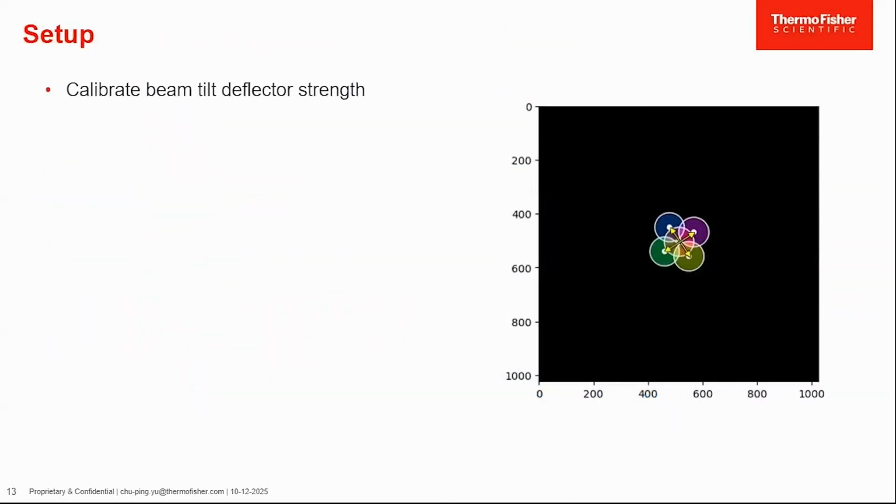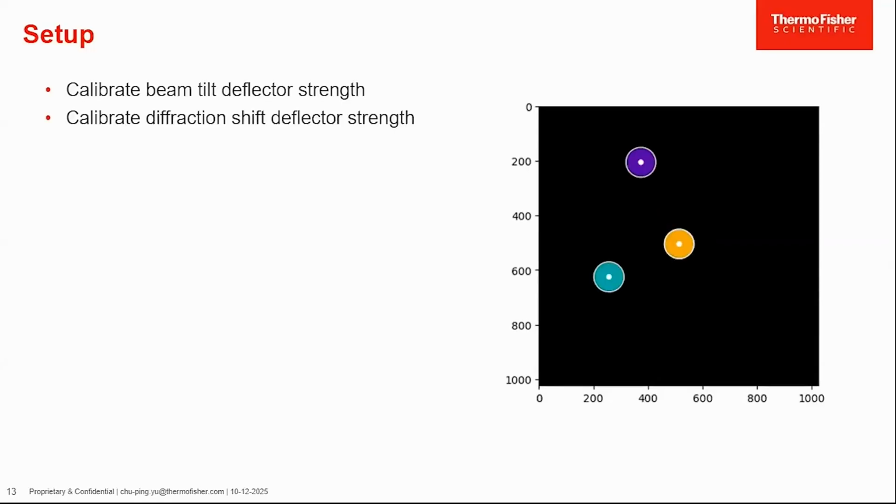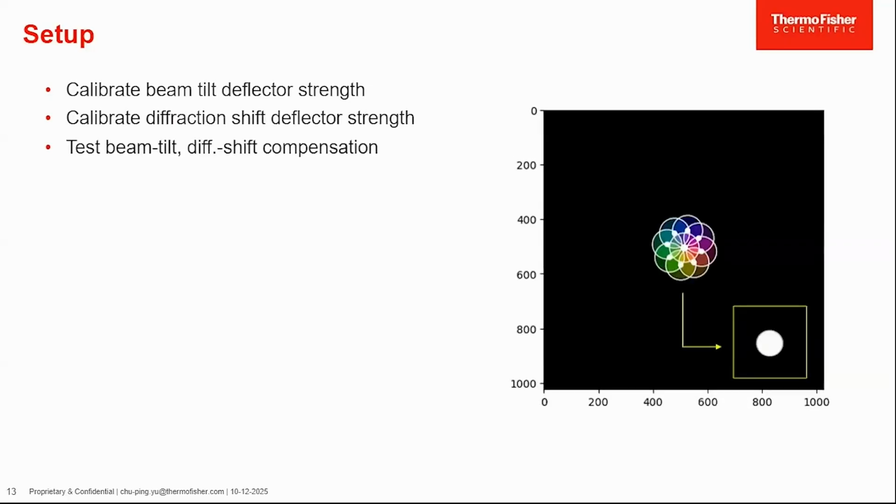To set that up, we follow a procedure which can be executed automatically. The first step is to calibrate the beam tilt deflector strengths. You want to make sure the X direction and Y direction beam deflectors have the same strength, so creating a circle, not an ellipse. The second step is to calibrate the diffraction shift deflectors in a similar manner. And then you want to test whether your beam tilt unit and your diffraction shift unit can compensate each other.